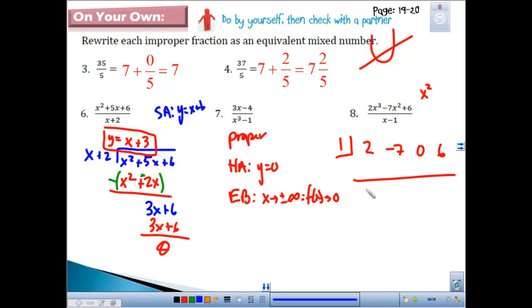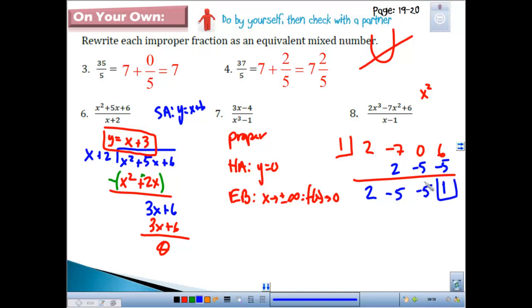All right, so remember the 1 gets a free pass. 1 times 1 is 1. That'll give us just a -5. And then 1 times -5 will give us -5. This will be -5. 1 times -5 will be -5. We have a remainder of 1.